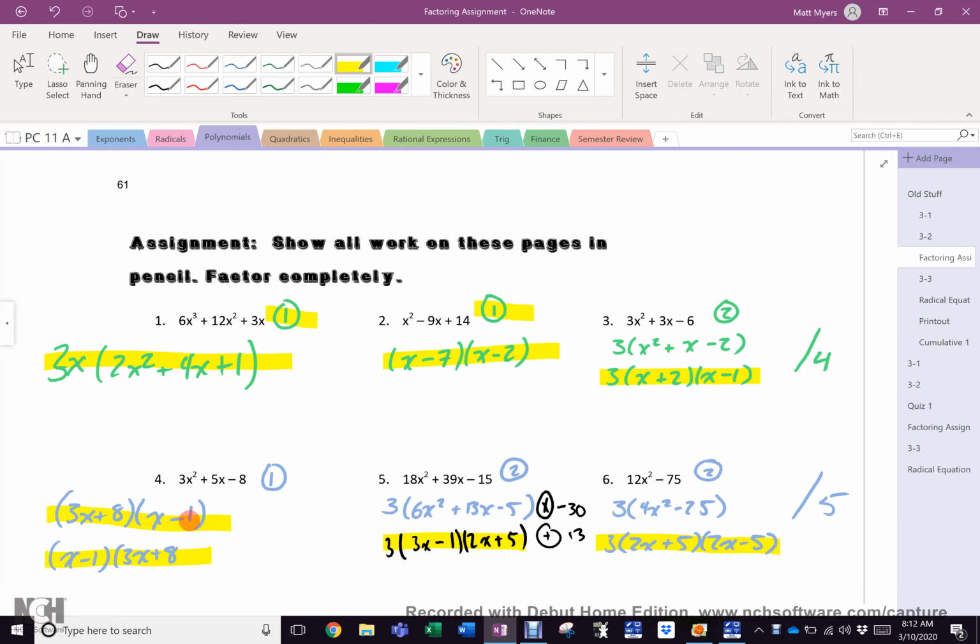Number 4. You have x plus 8 and x minus 3. But then it wouldn't expand out to this, would it? Because if you had x plus 8 and x minus 3, you'd end up with x squared plus 5x minus 24. Right? So my guess is you forgot to do that part.